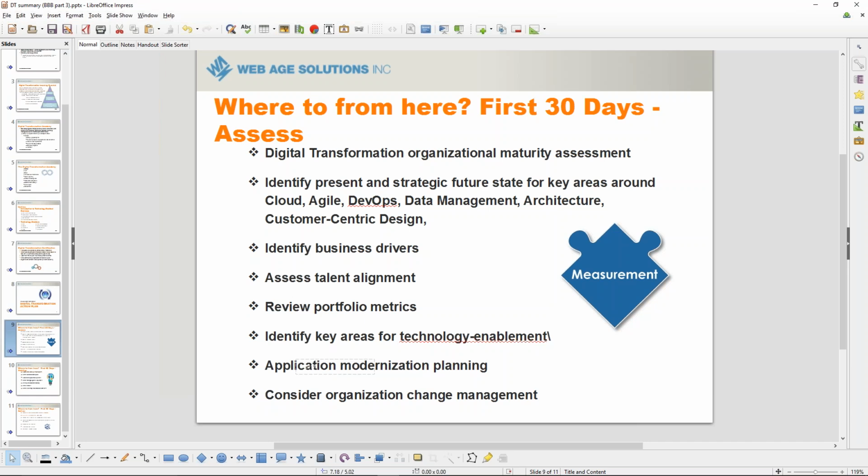Are we making changes on the cloud approach? Are we making changes on the agile process approach? Are we doing changes to the DevOps? How much of DevOps? How much of agile? Does this include technical agile? How's our architecture going to change? How's our customer centricity going to change?